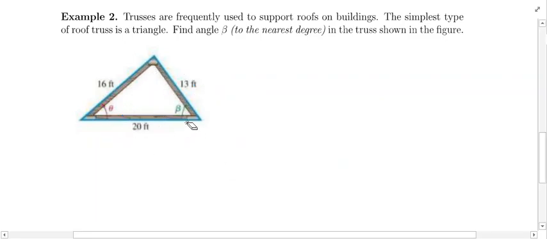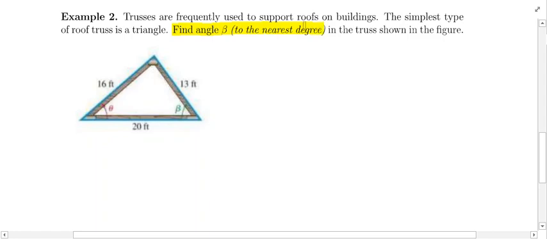So we just have a single truss here, and for this particular one, we are given all 3 sides, okay? So if you follow my cursor, this side is 16 feet, this side is 13 feet, this side is 20 feet. 2 of the angles are labeled. This is angle theta, this is angle beta. What we need to find is angle beta to the nearest degree, okay?